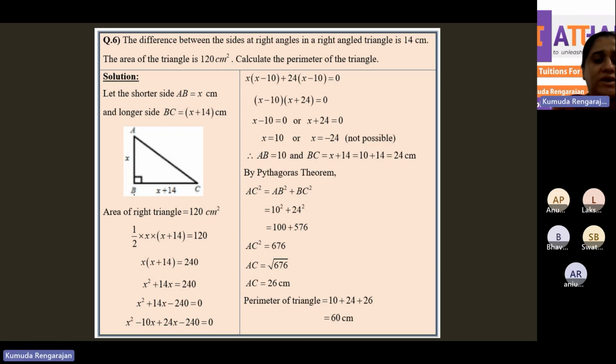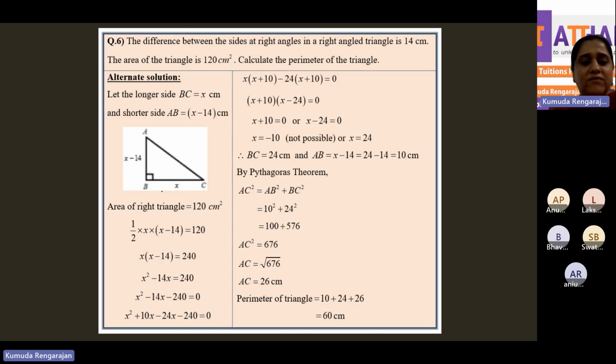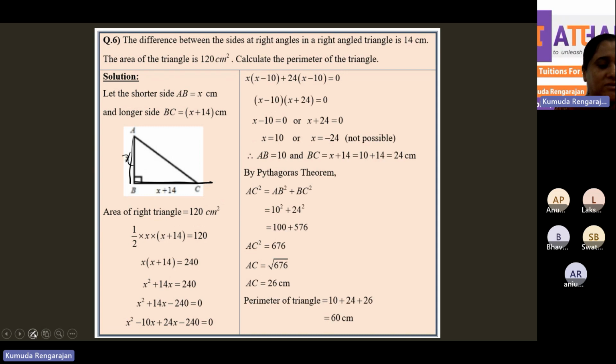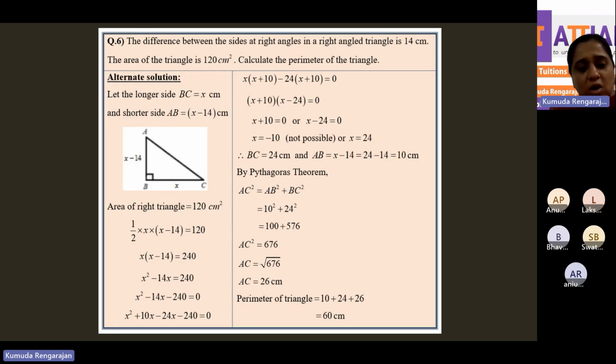Okay. So now I have taken AB as a smaller side and BC as the longer side. So if I take AB as x, this is x plus 14. Or if I take the longer side BC as x, the smaller side will be x minus 14. I've done it both ways. In my diagram, I'm taking AB as the smaller side. If I take that as x, the longer one is x plus 14. If I take the longer one as x, then the smaller one will be x minus 14.